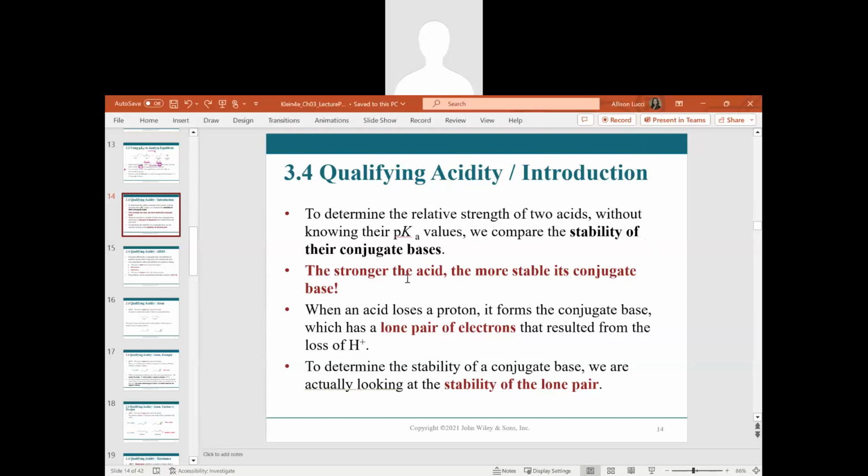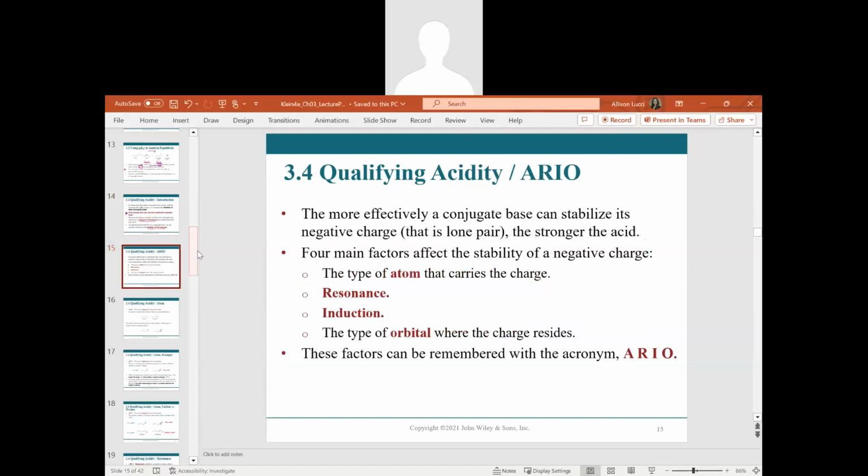So in general, you should note the stronger the acid, the more stable its conjugate base. And when this acid loses a proton to form the conjugate base, we're actually going to look at this lone pair of electrons and the stability of that lone pair. So that's the specifics of how we're going to determine acid strength qualitatively. So there are multiple ways.